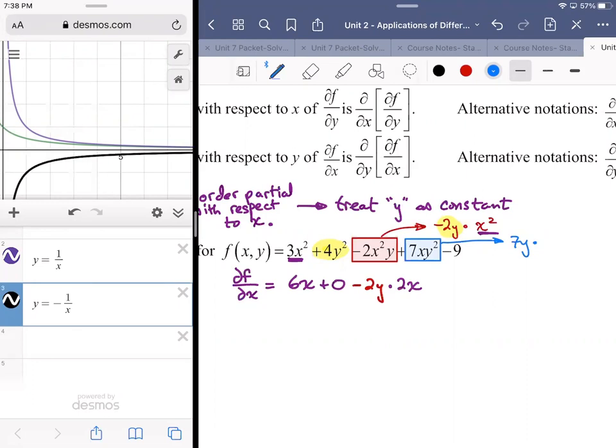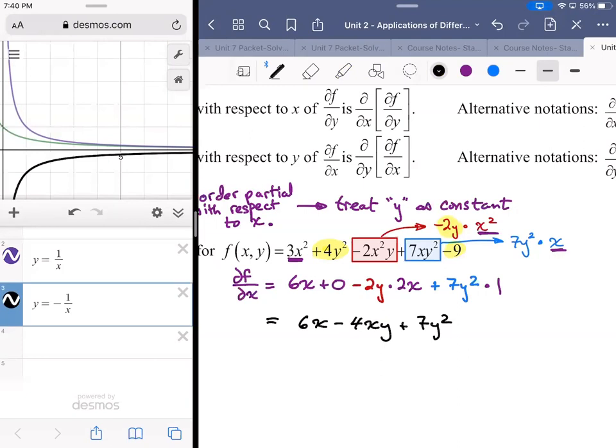The derivative of a constant is 0, regardless of whether it's treated as a constant or it's a classic constant itself. All right, so clean it up. If possible, we're looking at 6x minus 4xy plus 7y squared. Why clean it up? Because we might have to take a second order partial, right?